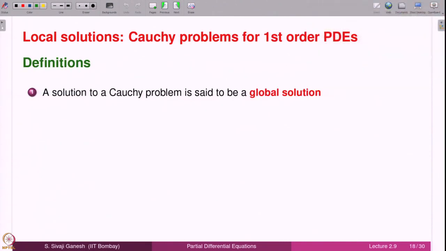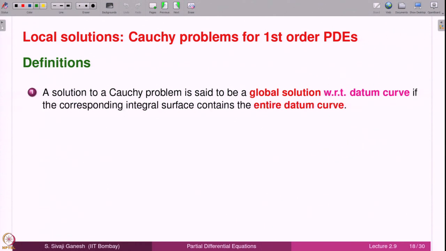Okay, let us now define this for partial differential equations. A solution to a Cauchy problem for a quasilinear equation, it can be for any first order PDE. Because we are in this first order PDE setup and this is a tutorial on quasilinear equations, we can as well assume quasilinear equations. Otherwise, the concepts are quite general. So, a solution to a Cauchy problem is said to be a global solution with respect to datum curve if the corresponding integral surface contains the entire datum curve.